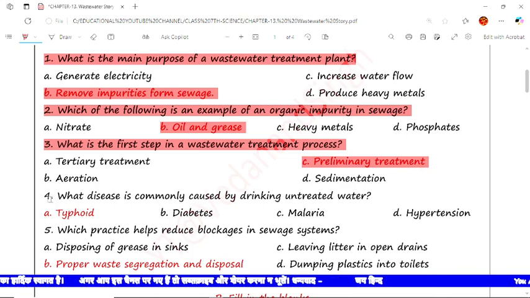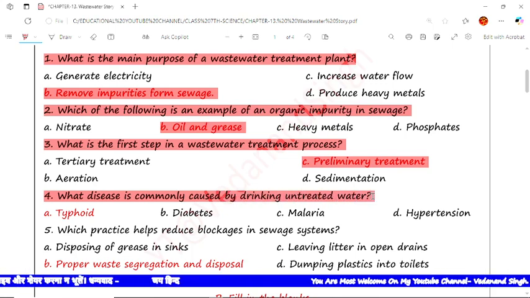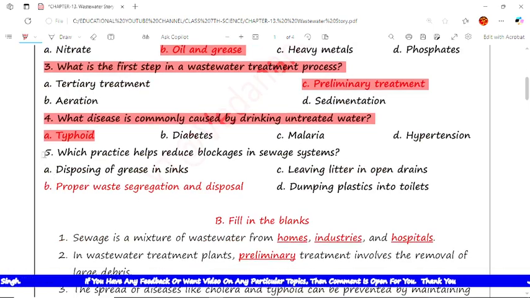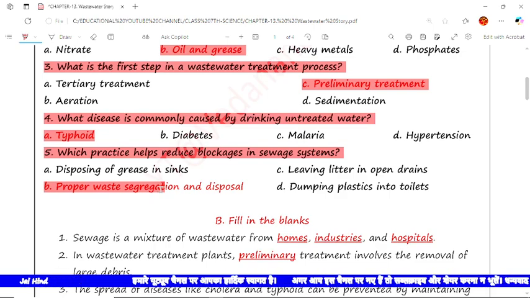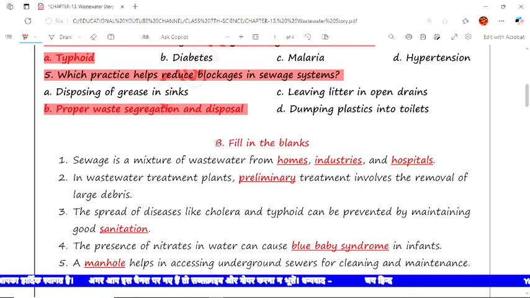The next question is: what disease is commonly caused by drinking untreated water? The options are thyroid, typhoid, diabetes, malaria, and hypertension. The correct answer is typhoid. Now the next question: which practice helps reduce blockage in the sewage system? Among these 4 options, B is the correct option. The correct option is proper waste segregation and disposal.